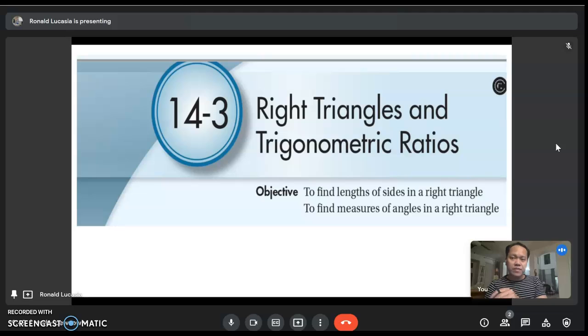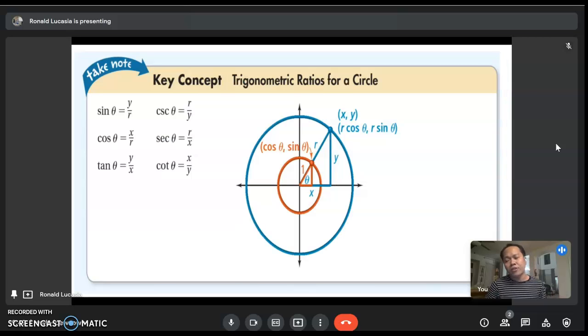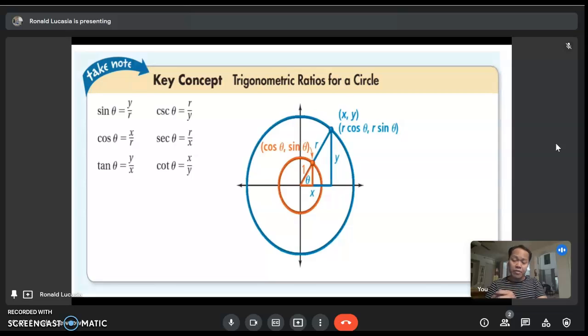So at the end of this video, you must be able to find the length of sides in a right triangle as well as find the measures of angles in a right triangle. So there is a correlation or connection between the trigonometric functions and the right triangle trigonometric ratio that you have studied in geometry.